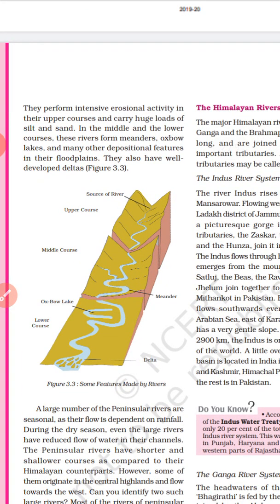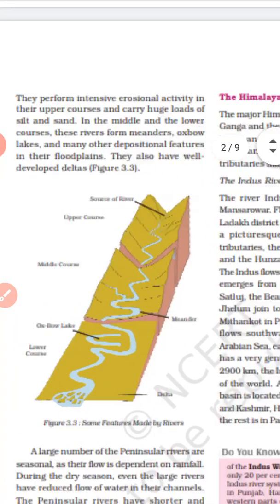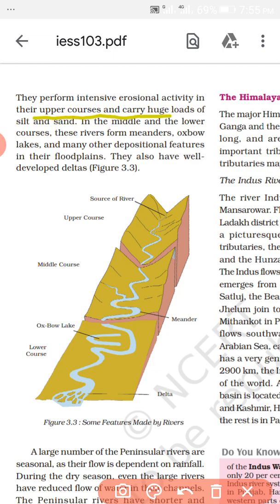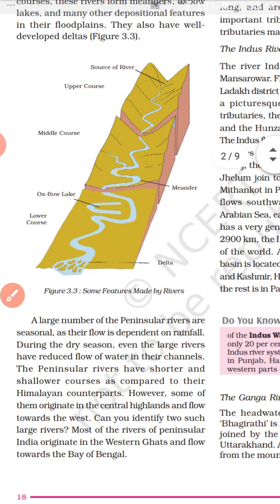The rivers, whether Himalayan or peninsular, create erosional activity in their upper course. How is erosion possible? Because the rivers carry loads of silt and sand. In the middle and lower course, the rivers form meanders. You may see this meander, curve shaped. Here the river deposits silt and sediments, and the depositional features are the flood plains. This is possible because the river carries silt and sediments.